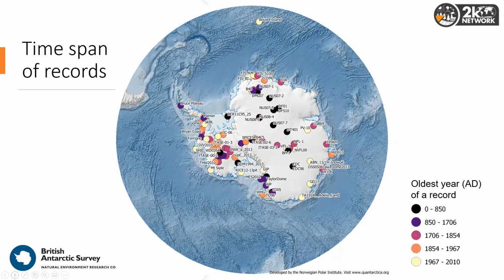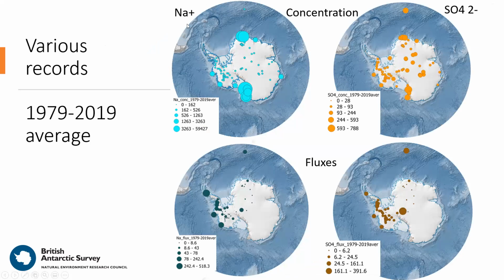Quite a few of the records span the full 2000 years, and obviously we can expect that some of the coastal records would be shorter, and inland records will be longer. You can see here on the map the oldest year of the records: black dots start between year 0 and year 850, and light yellow dots are only recent records spanning the past few decades. Of course, it's important to say that we have focused our data pool only on sodium, sulfate, and their concentrations, and where possible on fluxes. Fluxes are just concentration divided by accumulation rate, and given the past effort with the accumulation rate, it also gives us good hope that we can fill in this missing data.